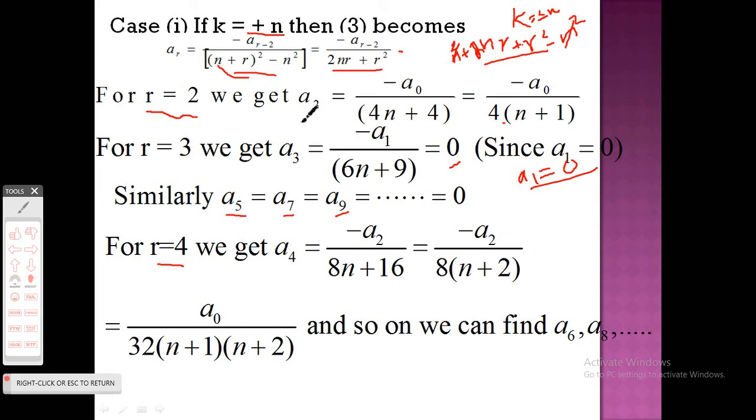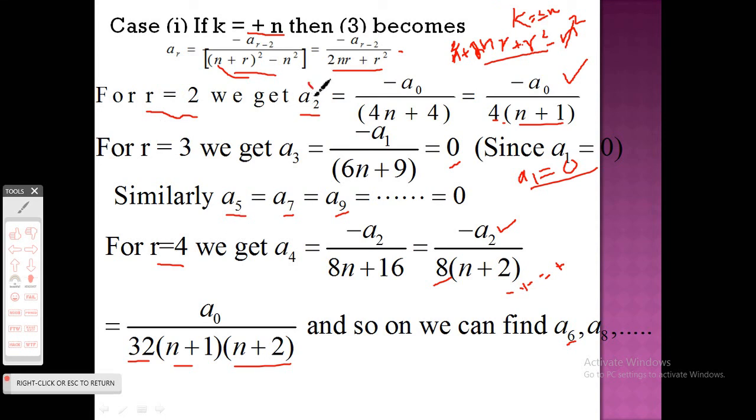Already we have the value for minus a2, that is the a2 value we have here. I am substituting this a2 value in this expression. Therefore this minus and this minus, negative into negative, will become positive. That is why this is plus a0 divided by this 4 into 8, that is 32, into n plus 1. I've written it as it is, n plus 1 into n plus 2. We get a4 is equal to a0 divided by 32 into n plus 1 into n plus 2.